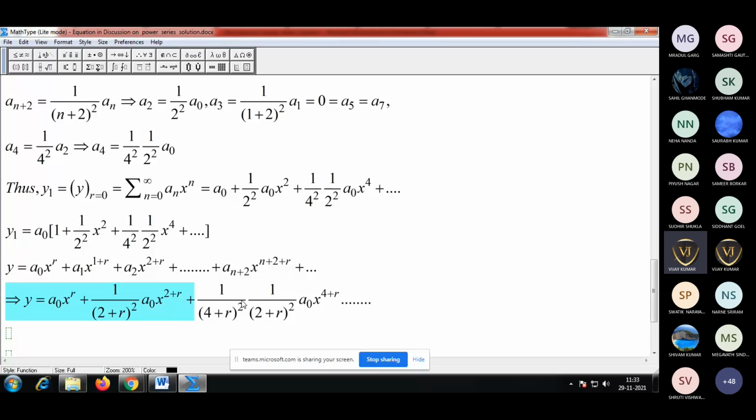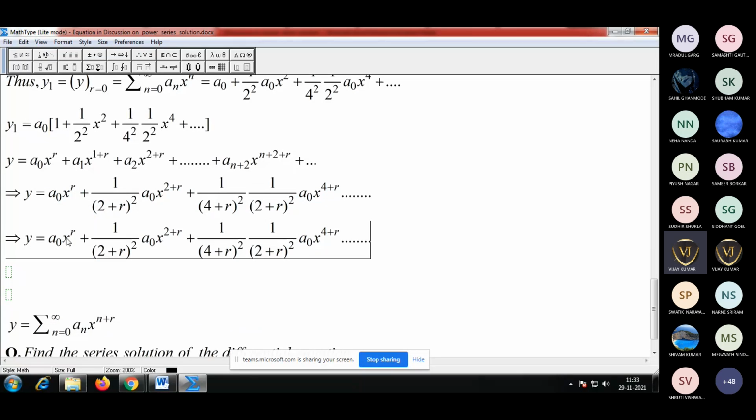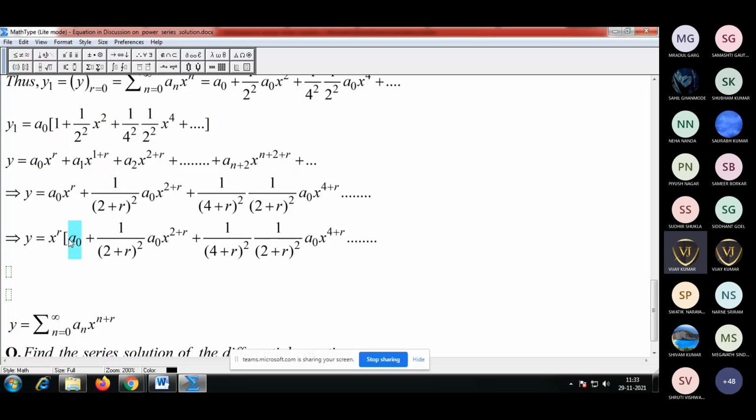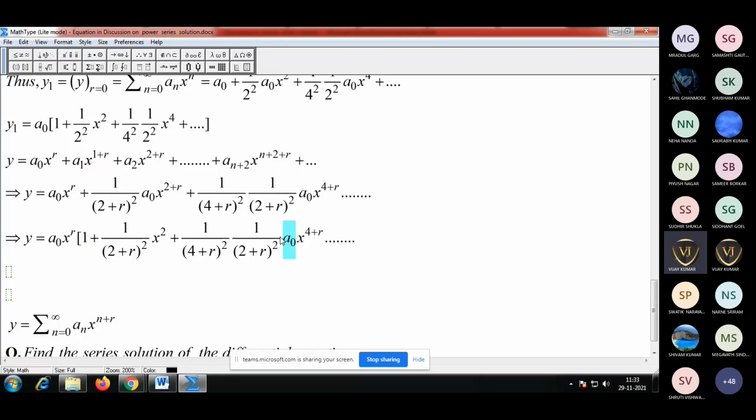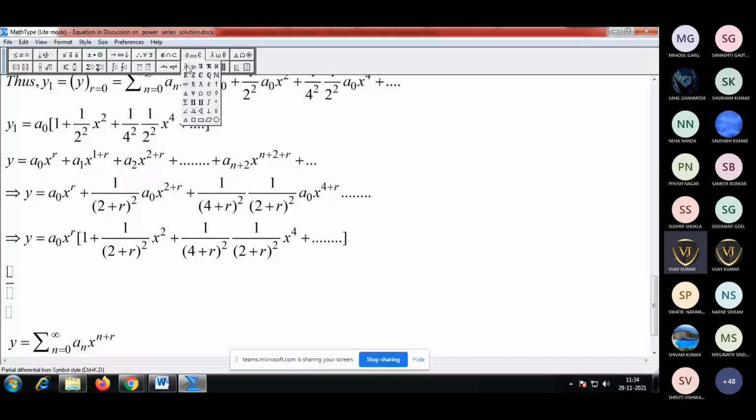From all these places, we may take common x to the power r. So within bracket, in fact, we can take common a naught also. So a naught. So here 1 plus x square, here then x power 4 and so on. This is why we are doing just to evaluate the value of y2. So now next term is we need to find del y by del r.